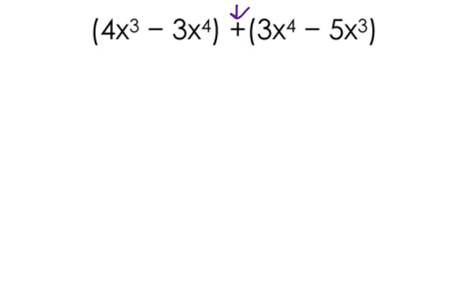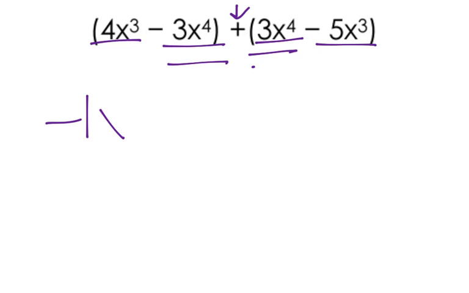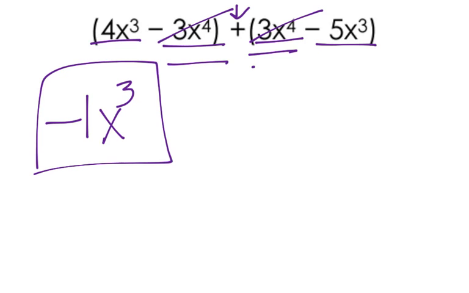We're adding, so it's doing nothing. x to the third, x to the third, x to the fourth lines up. 4 minus 5 is negative 1x to the third. Negative 3 plus 3. They cancel because it gives you 0. So there's your answer, negative x to the third.